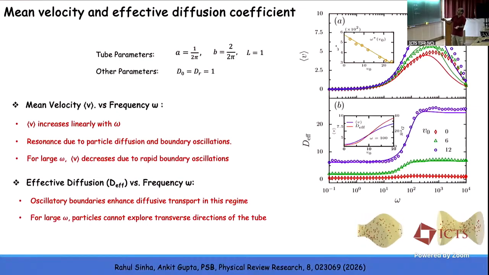So there is an increase and there's a decrease, so obviously there is a maximum, which is something like resonance-like behavior. That means at an optimal frequency omega, the particle can have a higher velocity, and this is the corresponding effective diffusion.